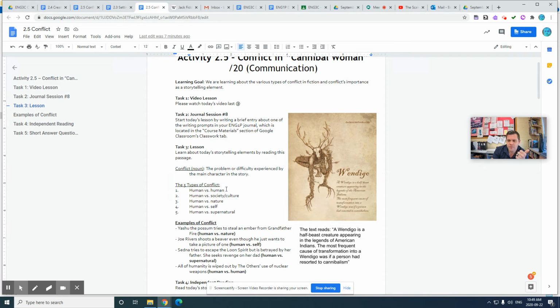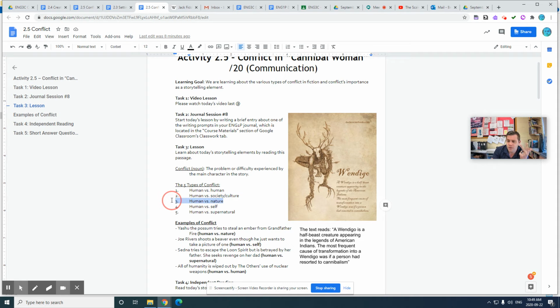We can have human versus human, human versus society and culture. That's where our main character isn't fitting in with other people. Human versus nature, that's where your main character is struggling to survive in nature. Maybe it's against wild animals or the harsh elements, but they are trying to survive.